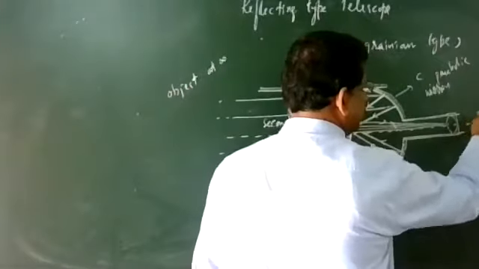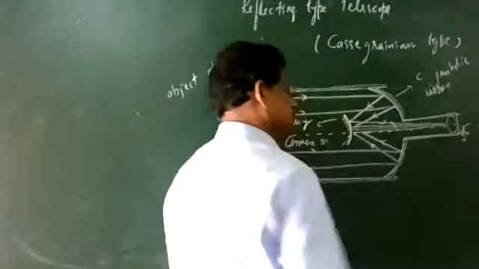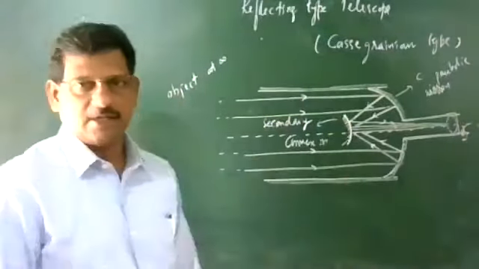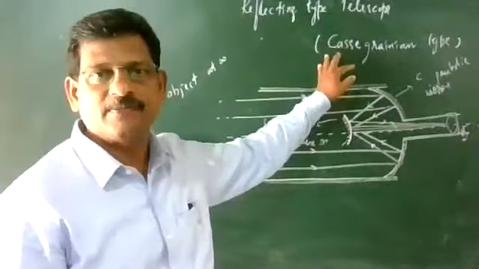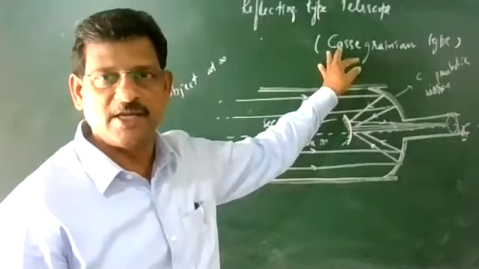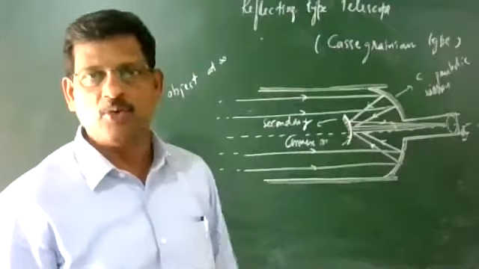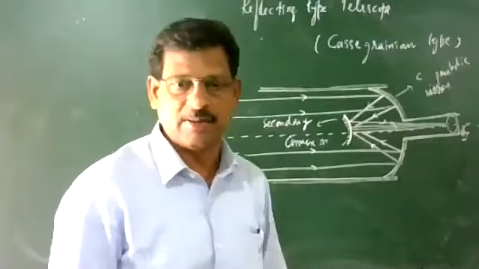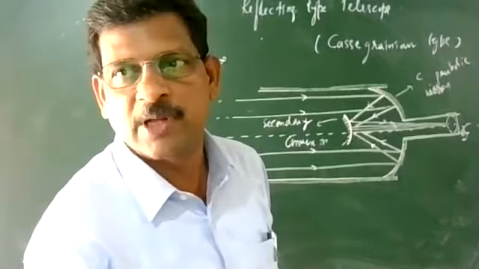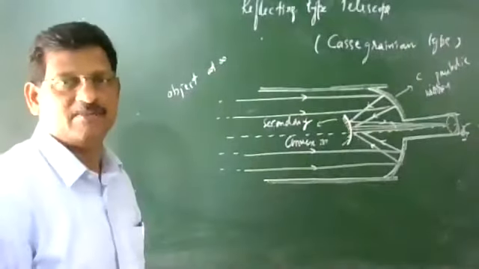At the end of the tube, it can move and go. Here your eye position. So usually, this is the diagram of that. This was designed by Cassegrain, so it is known as the Cassegrainian type reflecting telescope, and it is an improvement over the Newton type. There was a Newton type reflecting telescope, and from time to time that was modified, and this is called the Cassegrainian type reflecting telescope.